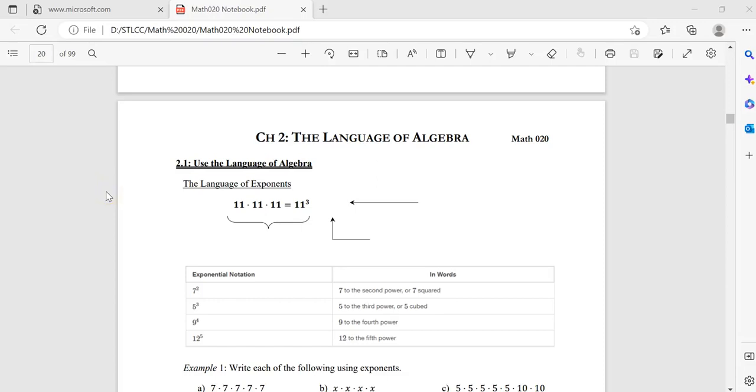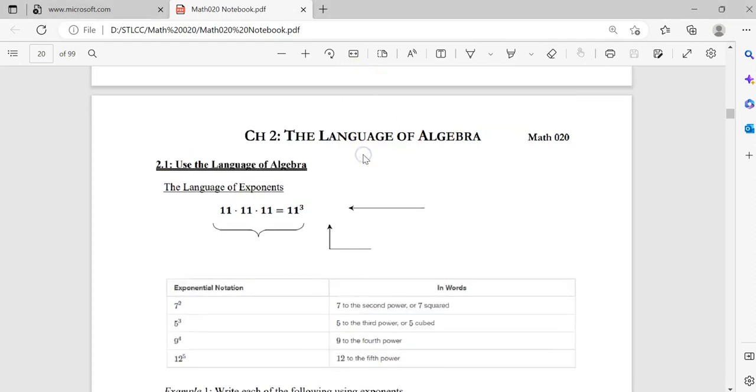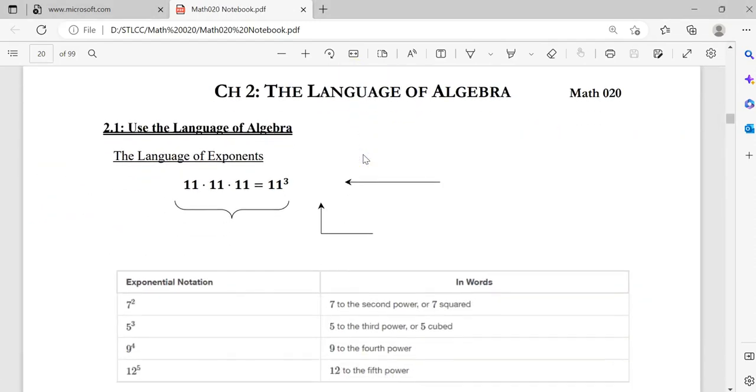This is a chapter, lesson 2.1 recording of the language of algebra. So we are starting a new unit, and in this unit we'll just do a little bit of a review of the algebraic terms. The first thing that we're going to do is look at the exponents.